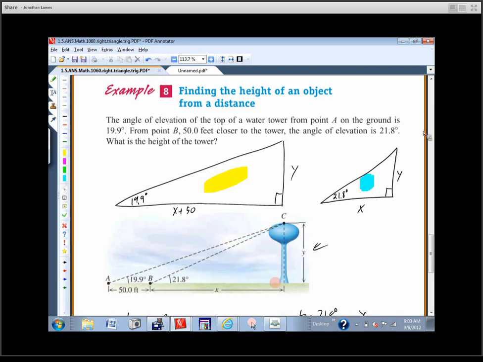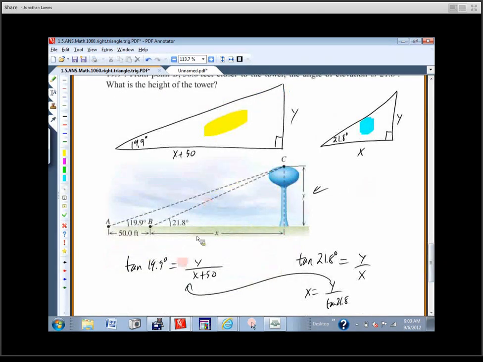We transferred those down here into equations. If I've got to come up with an equation that relates this angle with these sides, because this is the opposite side and this is the adjacent, I'm going to use the tangent ratio. So the tangent of 19.9 degrees should be y over x plus 50, and the tangent of 21.8 should be y over x. So I have these two equations right here.